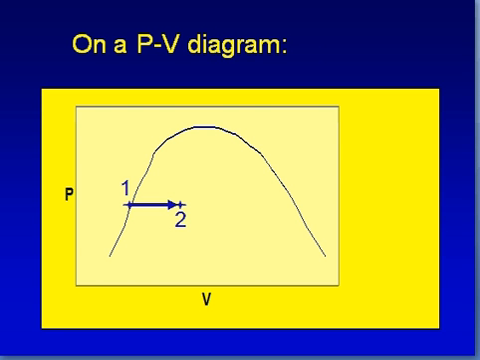Okay, if we look at this on a PV diagram, which is useful, we started here at the saturated liquid value, and we moved at constant pressure across to a higher volume. Actually, we go about halfway across in volume to 50% quality.